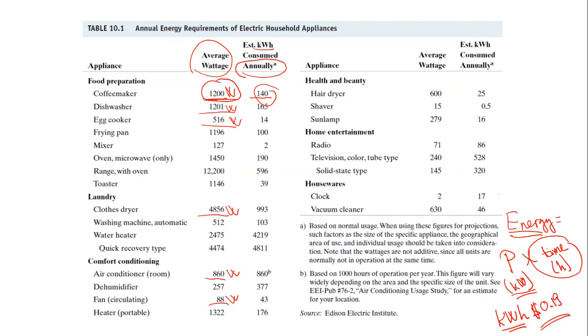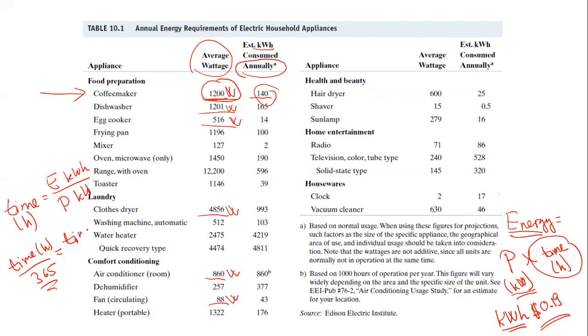So this data for this coffee maker is given if you are using the coffee maker for 19 minutes every day. How can I calculate the time? The time will be equal to the energy in kilowatt hours over the power in kilowatts. Then the time will be given in hours. Then you divide this time in hours by 365, the number of days in the year, and it will give you the time per day.